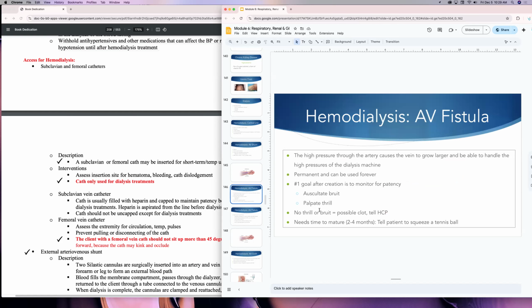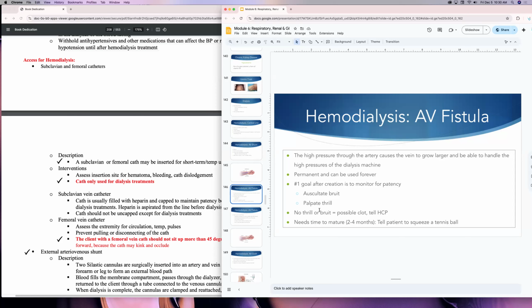If there is no thrill or no bruit, that could indicate a possible clot. You need to notify the healthcare provider immediately. So this is why in the beginning of your shift, during report, you need to know, did the previous nurse auscultate bruit and palpate thrill? Because if they were able to find those there, you should be able to as well. And if you're not able to auscultate bruit or palpate thrill, you have to notify the healthcare provider immediately. So this is something you want to find out and report.